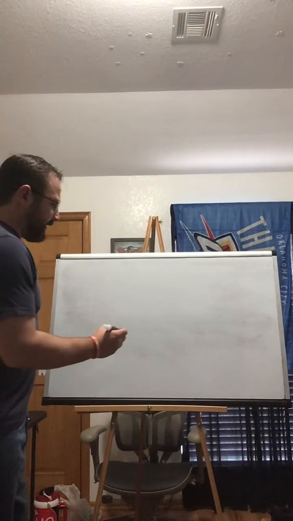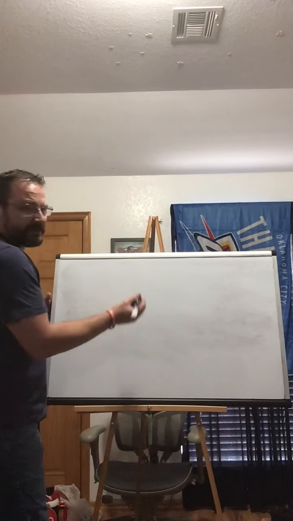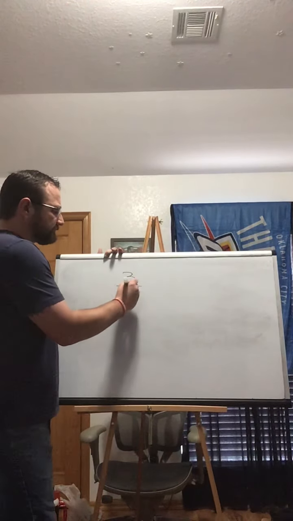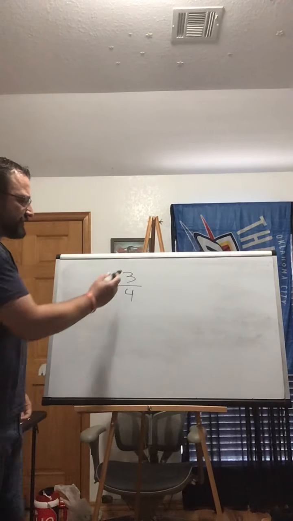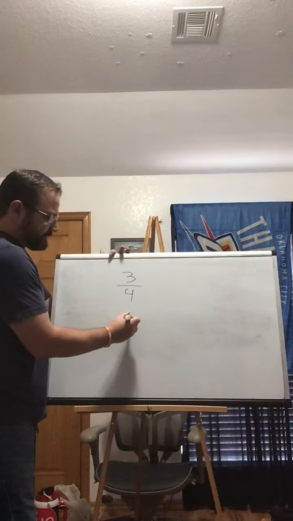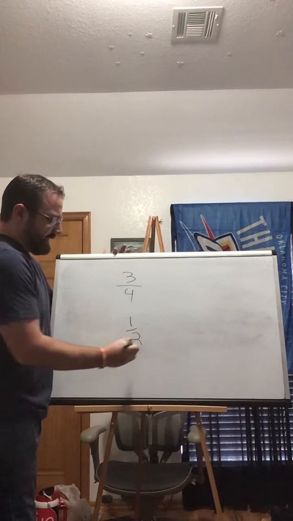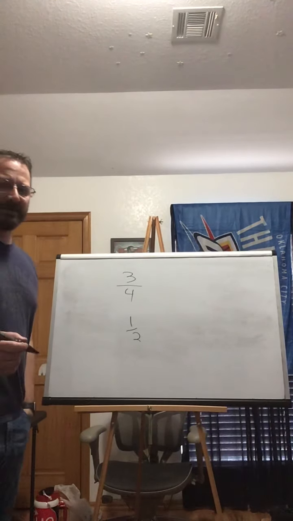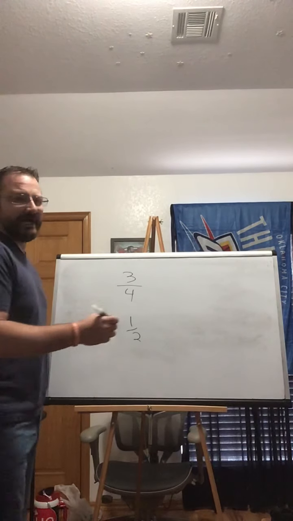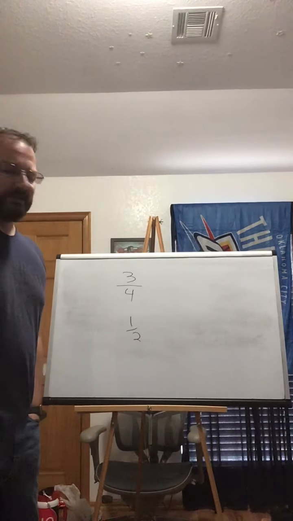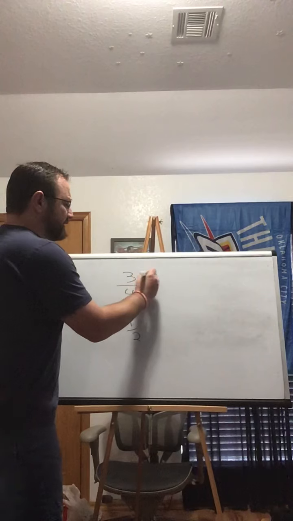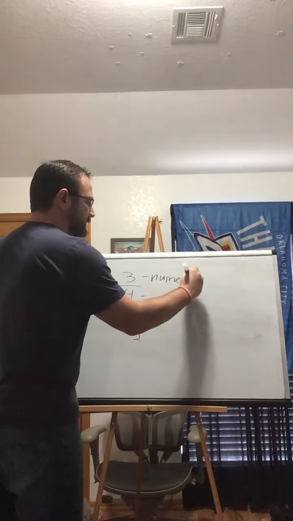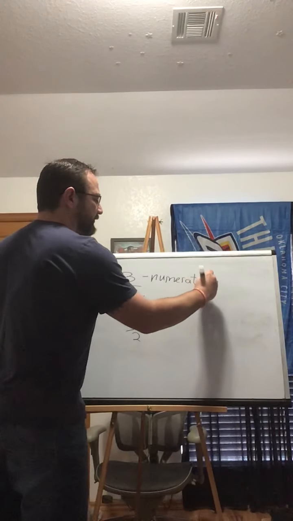So the first deal with a fraction is there's always going to be a top number and a bottom number. Let's just put down 3/4. The way that it's read is 3/4. And then we also have things like 1/2 and 2/8 and so on and so forth. But here's the deal with a fraction: the parts have names. The top number is going to be called the numerator, and the bottom number is going to be called the denominator.